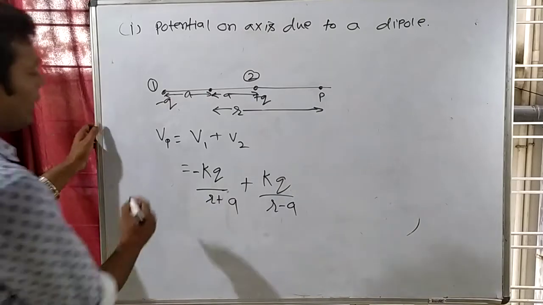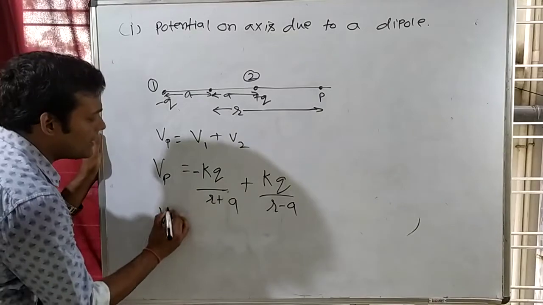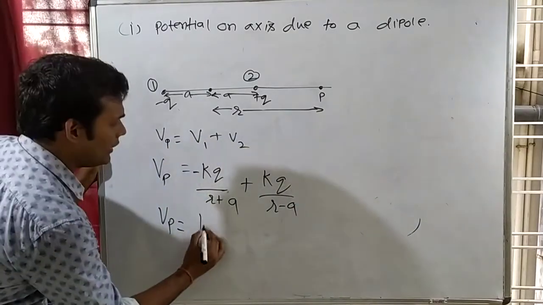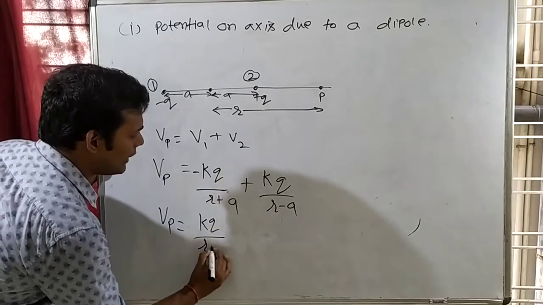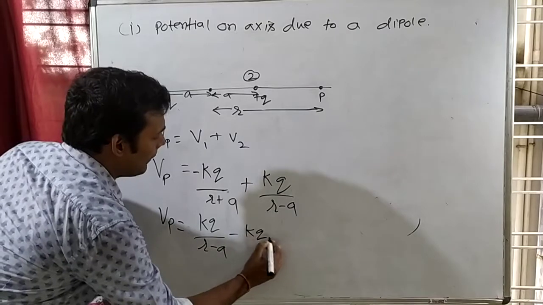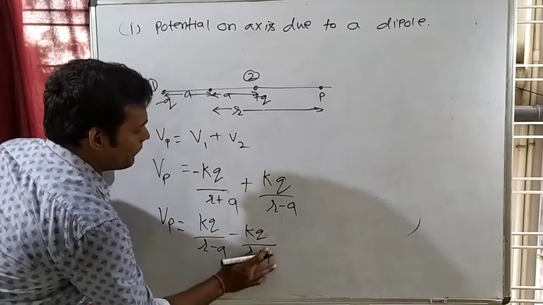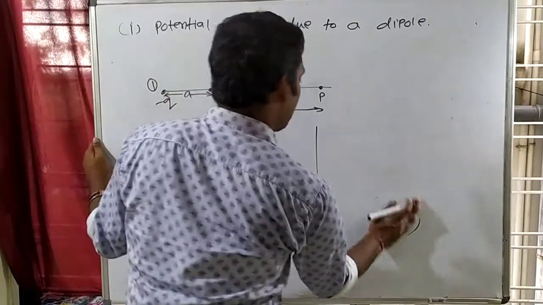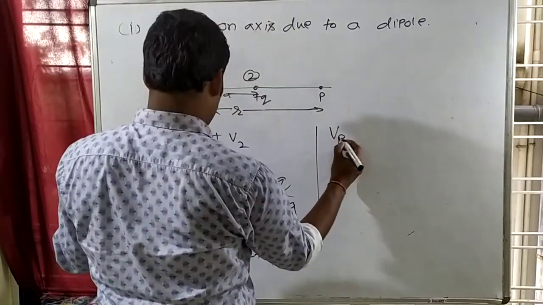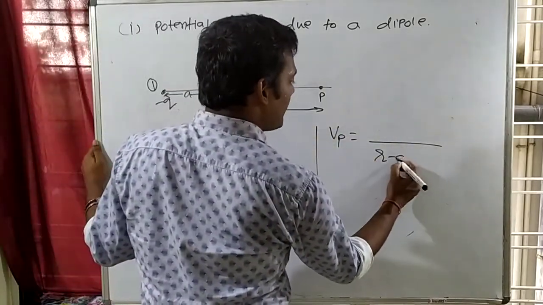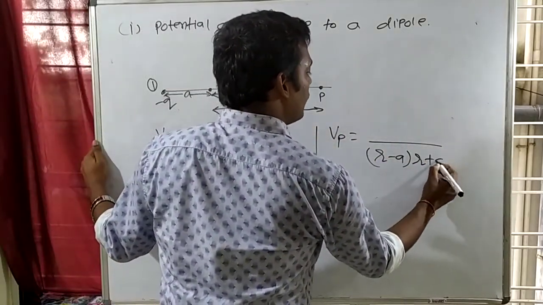Clear? Can we write this mathematically also? See, Vp: can we write the positive term on this side as KQ by R minus A, and this is negative, minus KQ by R plus A, right? Now what will be the LCM? Take the LCM. So Vp can be written with denominator R minus A into R plus A.